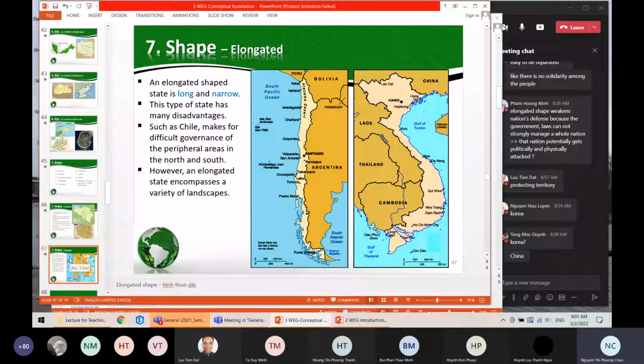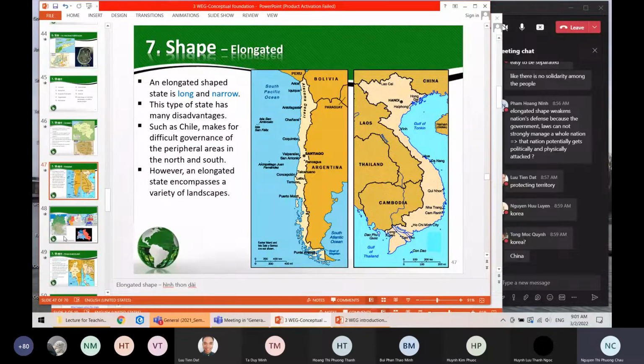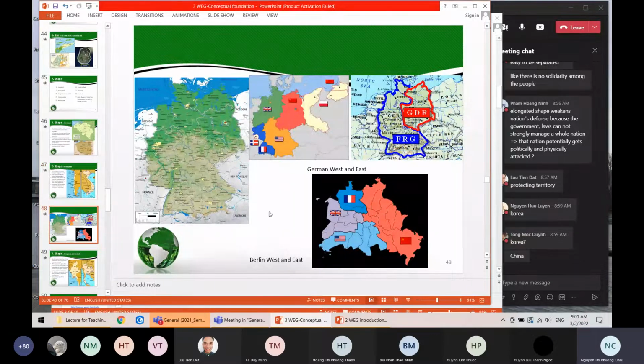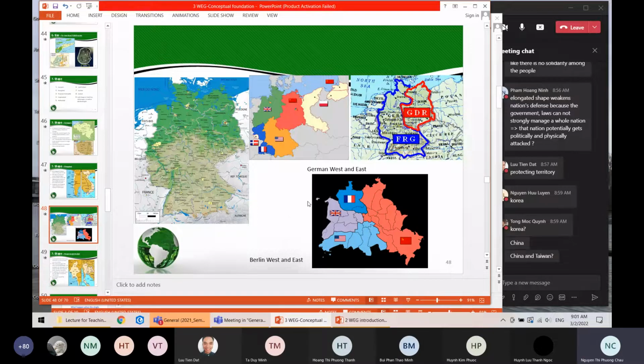Okay, this case in the past you may have forgotten, so I would like to show you another case: Germany in World War II. Germany in World War II was divided into 4 pieces. Yeah, China and Taiwan. Yes, this is in history, but now it is a separate nation. This does not belong together, China is another nation. But Korea is one nation, yet it's divided.